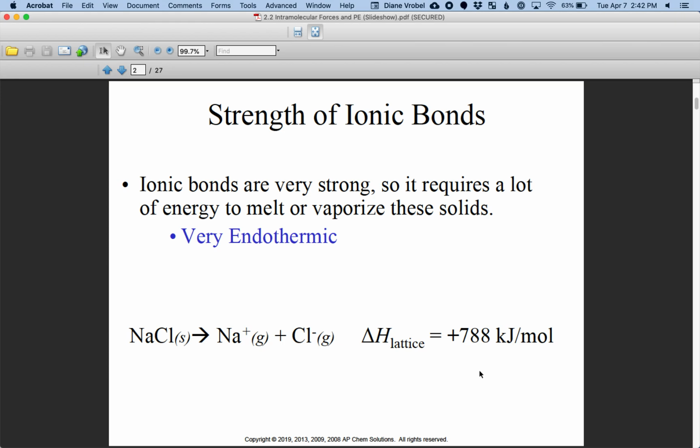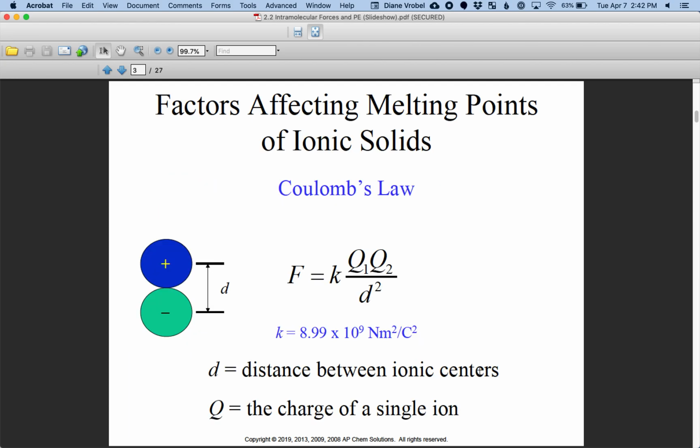Notice that ionic bonds tend to be very strong because they have an attractive force, and our good old friend Coulombic force of attraction. With the Coulombic force of attraction, we're talking about the positive and negative ions, and the closer they are together, the stronger the attraction.